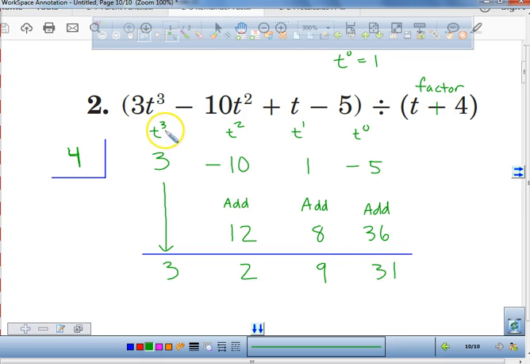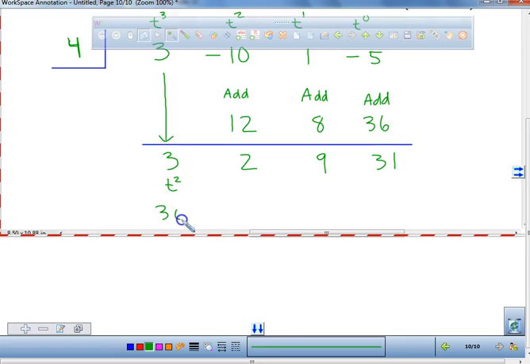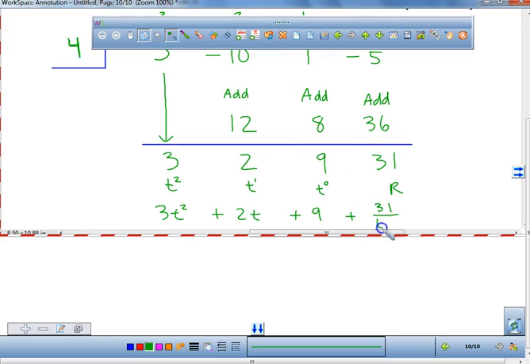Just know that if this is to the 3rd power, this is a cubic power, this right here is going to always be 1 less. So you know right now that you have a total of 3 t squares. Then you just go in descending order. This is t to the first. This is t to the 0. That's your remainder. Plus a remainder of 31 over, not x, sorry, t minus 4.